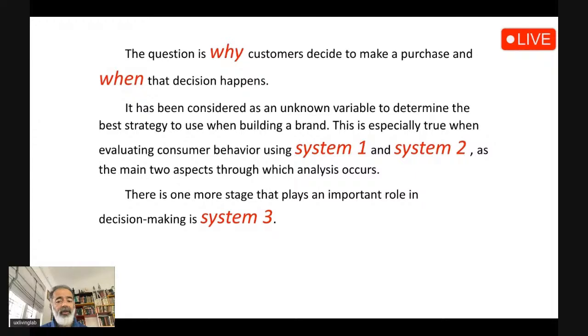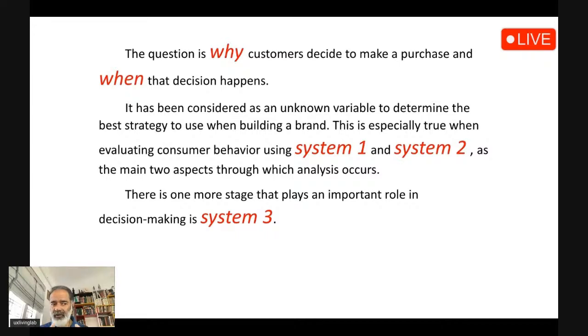The question is why a consumer decides to make a purchase and when that decision happens. That's the biggest question in front of a UX designer as well as a brand. Why a consumer decides to make the purchase and when that decision happens is always a mystery. It has been considered an unknown variable in determining the best strategy when building a brand. Of course, this is really true. Let me consider the behavior using System 1 and System 2. We can consider these two main aspects through which analysis occurs.